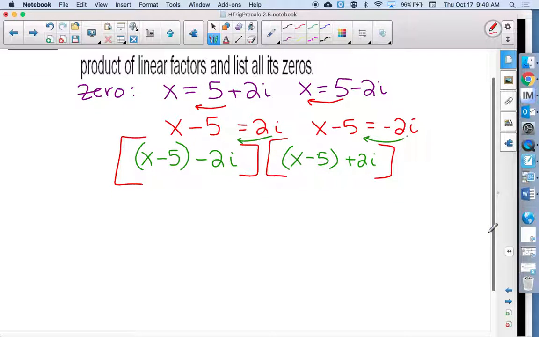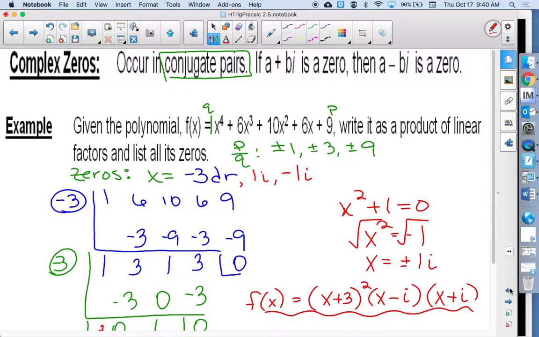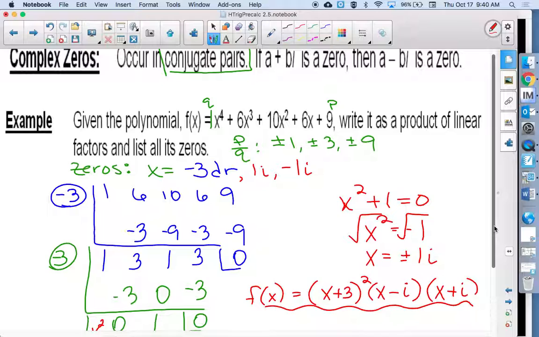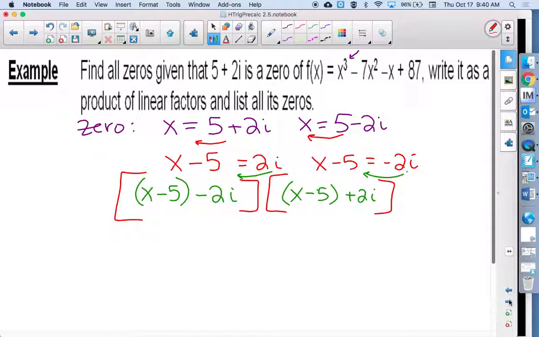So we're going to try and come up with the equation where these zeros would have come from. Essentially, I'm trying to find this equation here because that's what I use to get the imaginary numbers. So where did these zeros come from? What's their equation? We are going to FOIL this, but they are conjugates.